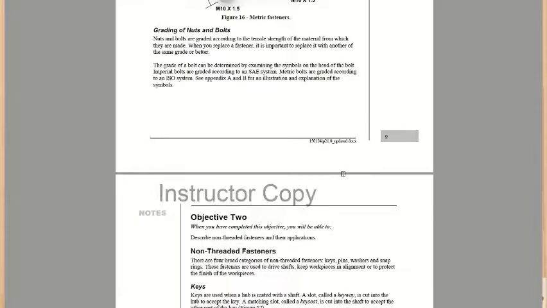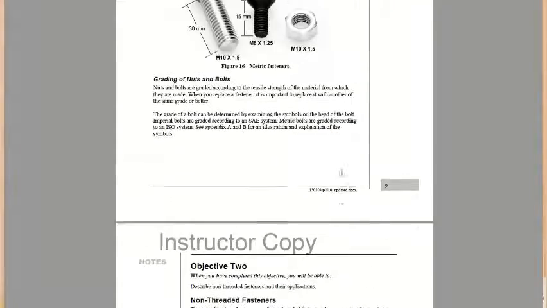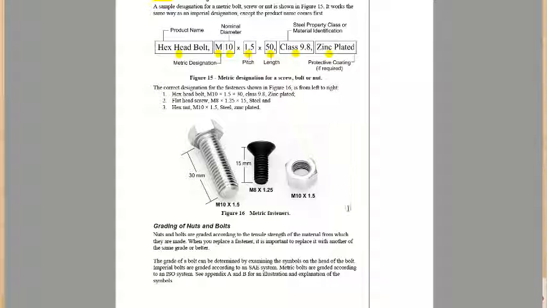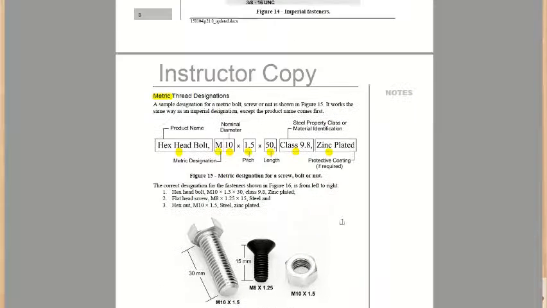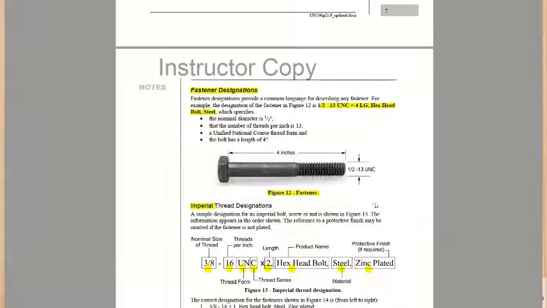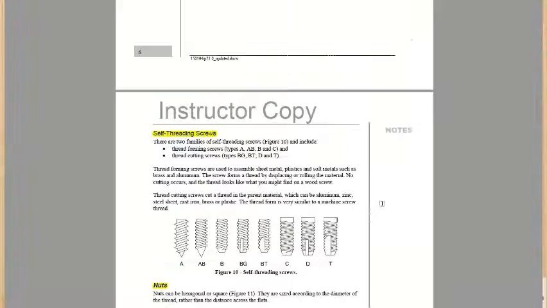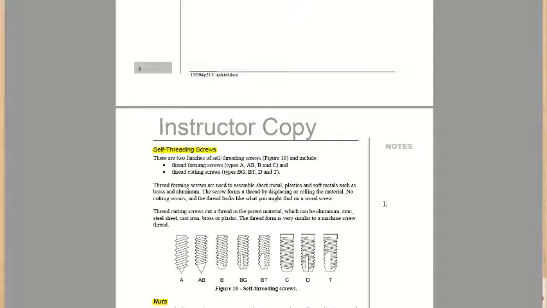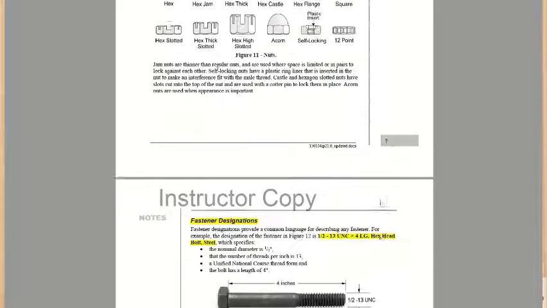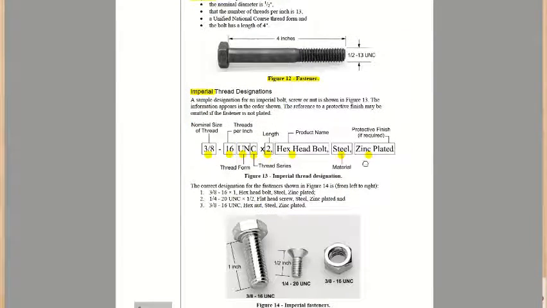Then it talks about nuts and bolts. We said that nuts and bolts are also threaded and have callouts. So that's all we want to talk about in Objective 1 for threaded fasteners, is to learn how these thread designations are called out.